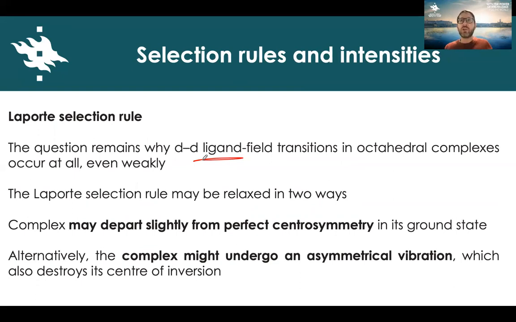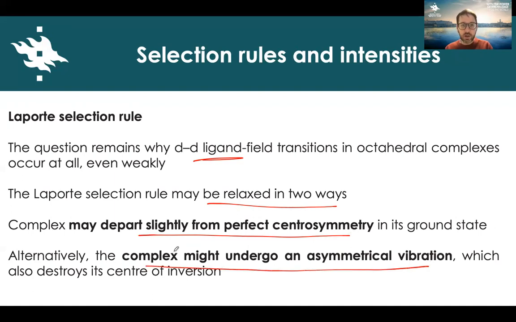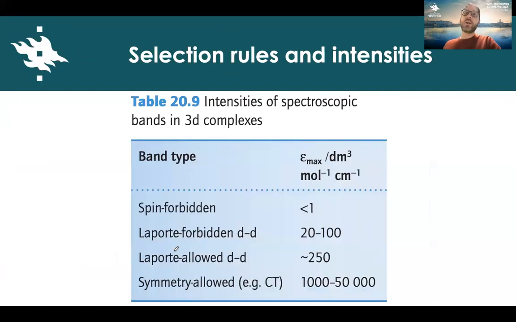Well, we still have this transition because the selection rule can be relaxed in two ways. During movement and collisions, the complex can depart slightly from the centrosymmetric symmetry due to asymmetric vibration, and also it may not be perfectly centrosymmetric, so not a perfect centrosymmetric geometry, or not a perfect octahedral geometry. So either not perfect geometry or some distortions from asymmetric vibrations, for example.